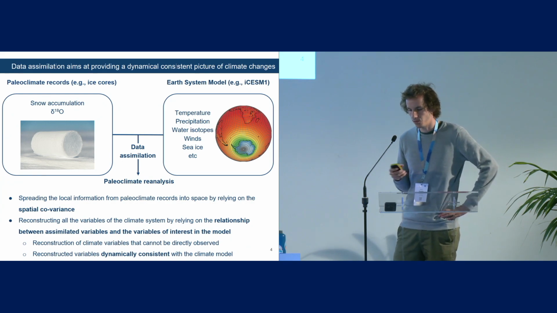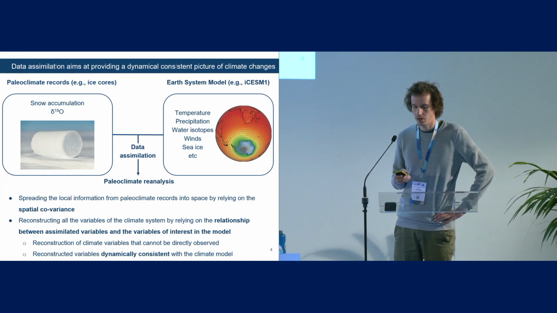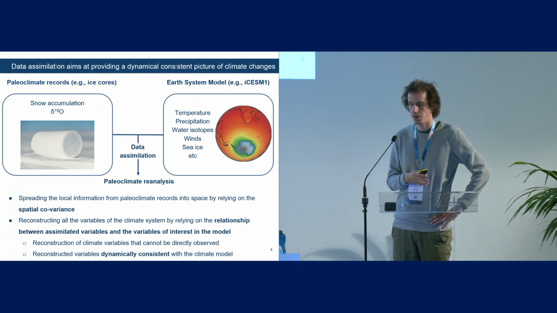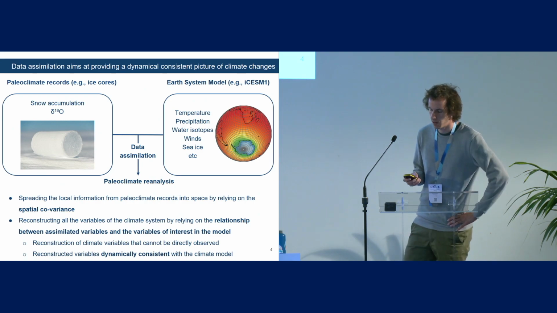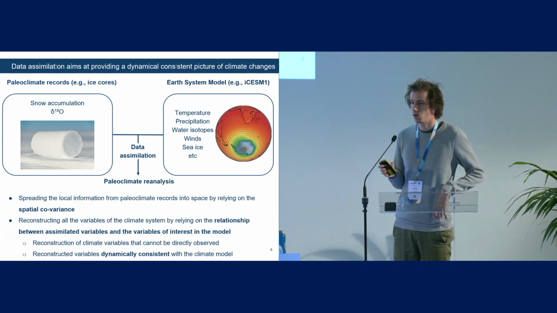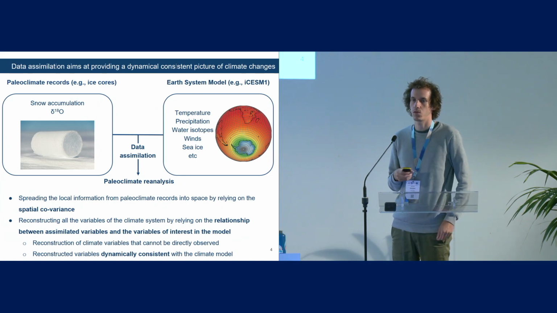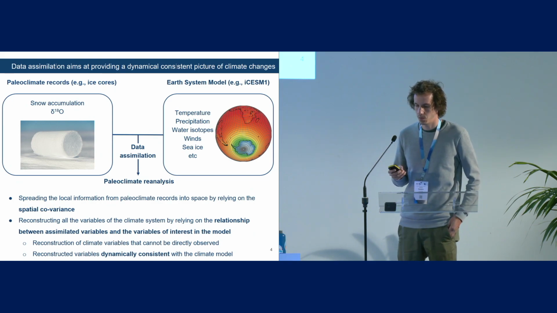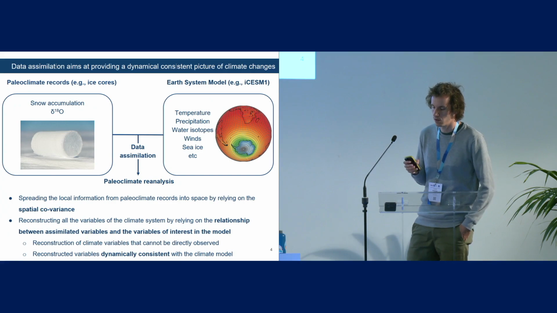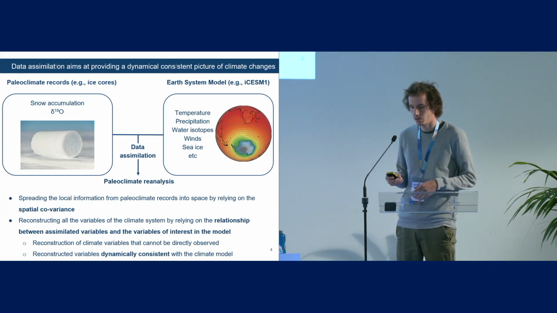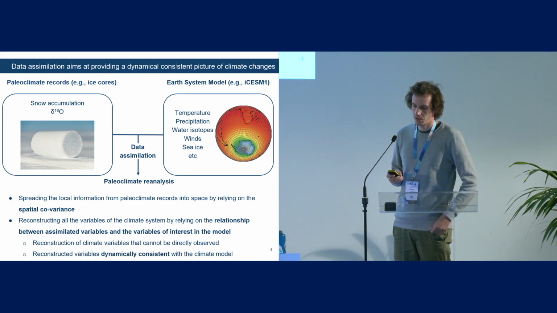So as in weather forecast, data assimilation aims at combining the information from observation, typically in our case paleoclimate records, and the physics of climate models. So we first start with an initial best guess that is drawn from model simulation, typically Earth system models that are constrained by the external forcing, like the natural forcing of volcanoes, but also the anthropogenic forcing.